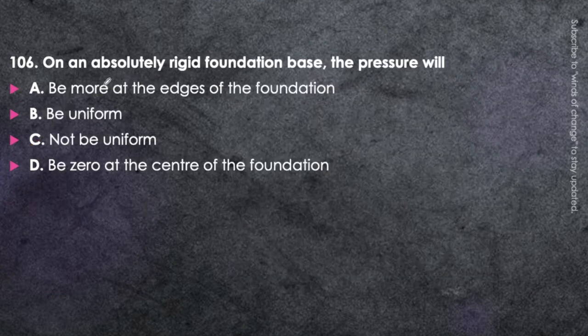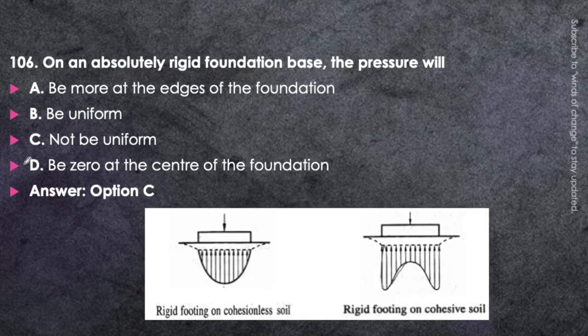Next question. On an absolutely rigid foundation base, the pressure will be more at the edges of the foundation, will be uniform, will not be uniform, or will be zero at the center of the foundation. Just think about it. The diagram of pressure we have studied in soil mechanics. It will depend upon whether it is cohesive soil or cohesionless soil. So in both cases there will be a different type of pressure distribution. So the answer will be option C, that is it should not be uniform.